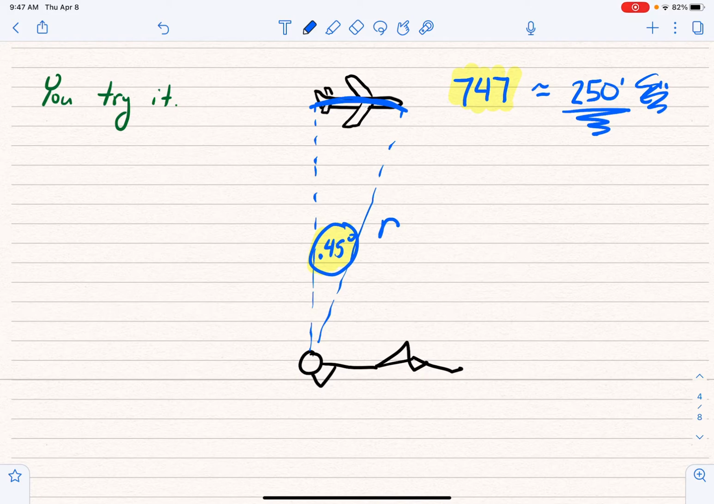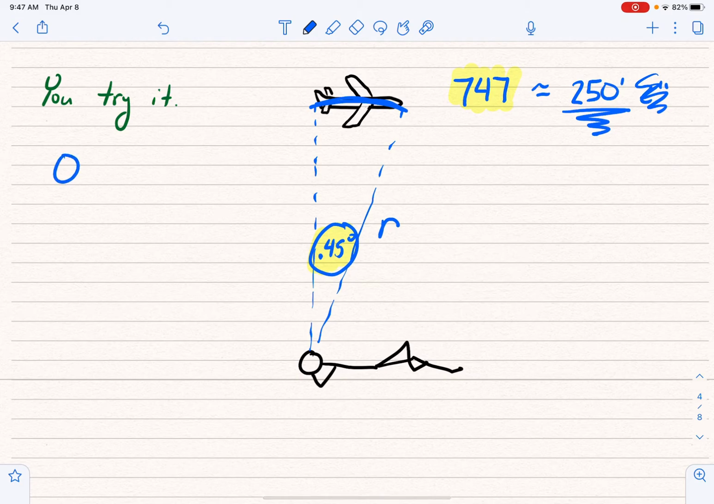So I'd like you to go ahead, use this information right now, and see if you can find the altitude of the plane. We'll say to the nearest 1,000 feet, because planes fly at like 20,000 feet, 30,000 feet, that kind of thing. So go ahead and find it to the nearest 1,000 feet. We're going to pause the video for just a second. See if you can find the altitude of that plane. All right, let's see how you did.